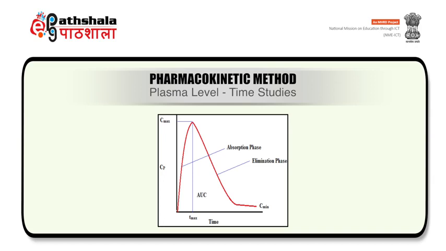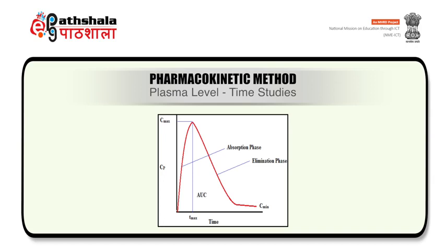The second parameter which is determined is Tmax. It is the maximum time taken by the drug to reach the peak plasma concentration and is an indication of the rate of absorption. It is inversely proportional to the rate of absorption. The third parameter is AUC, the area under the curve, that gives an idea about the amount of drug that is absorbed and the extent of absorption.